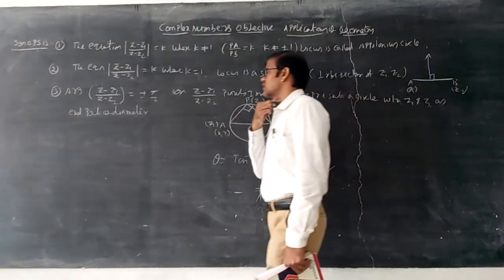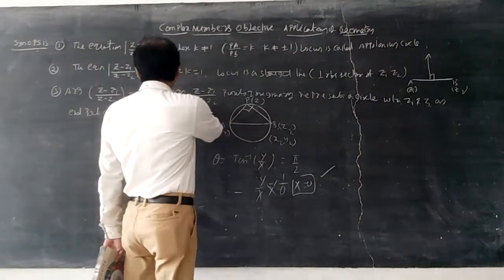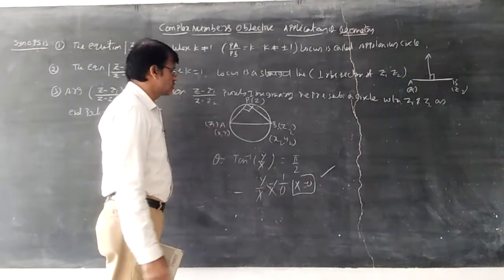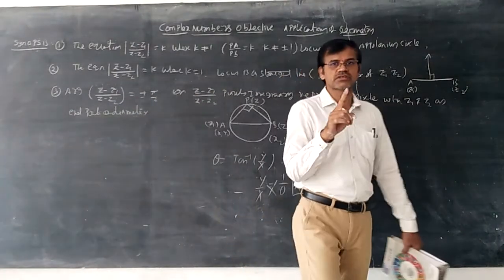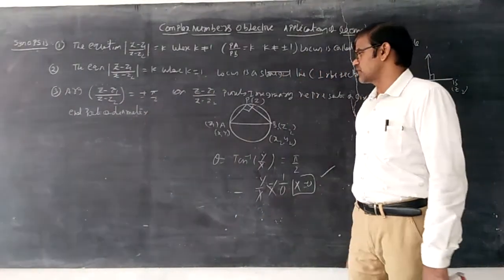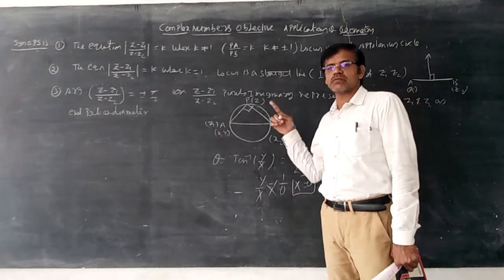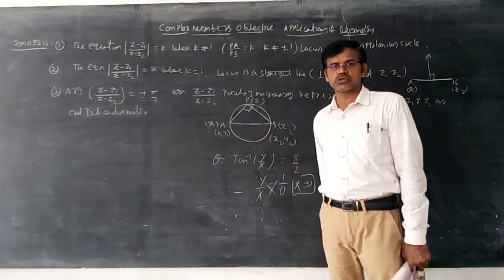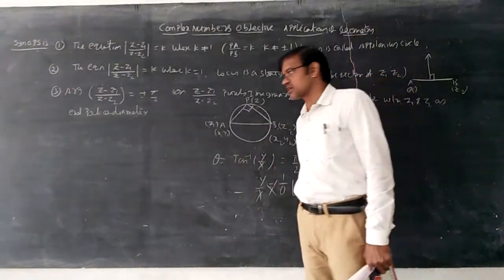So whenever (z minus z1) by (z minus z2) is purely imaginary, or the argument of (z minus z1) by (z minus z2) is equal to pi by 2, then it represents an equation of a circle having the end points of a diameter. This equation we already know in general geometry: (x minus x1)(x minus x2) plus (y minus y1)(y minus y2) is equal to 0. Already we know in circles.